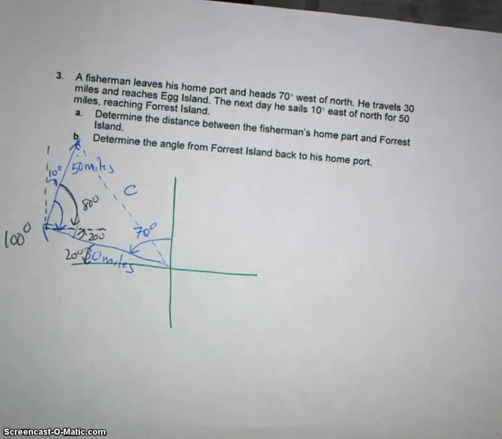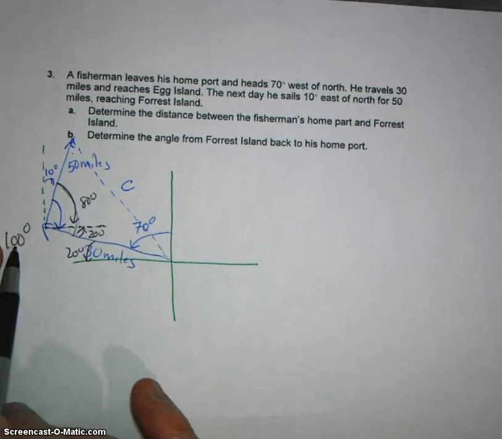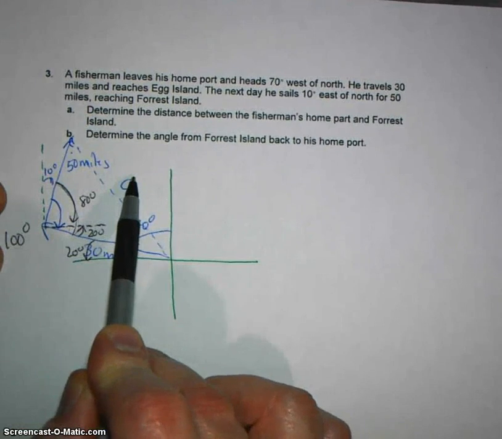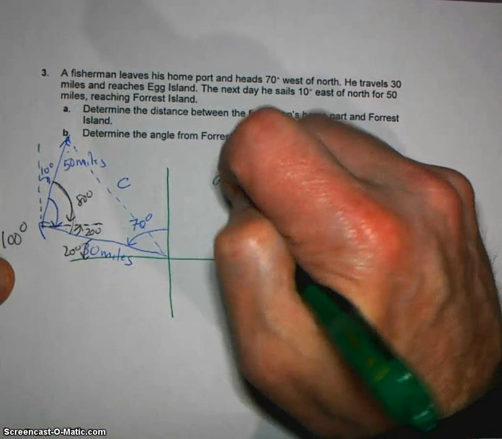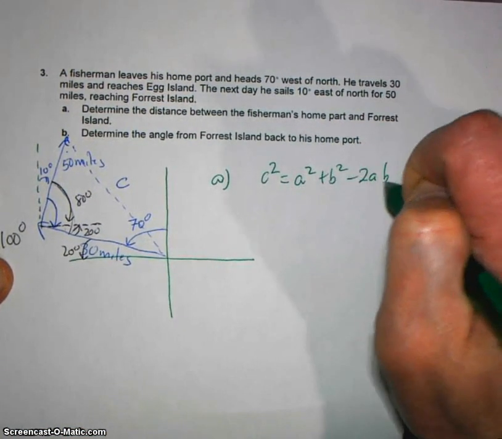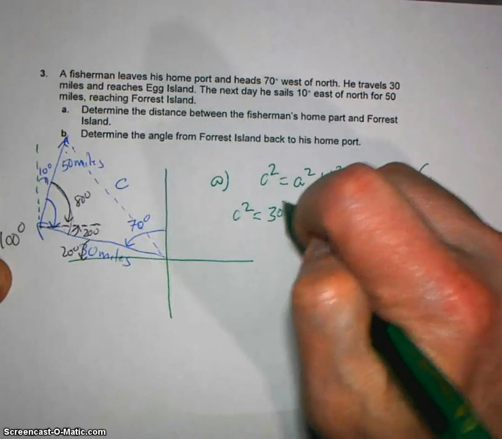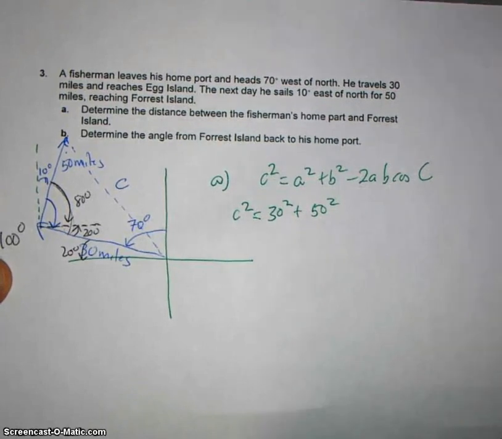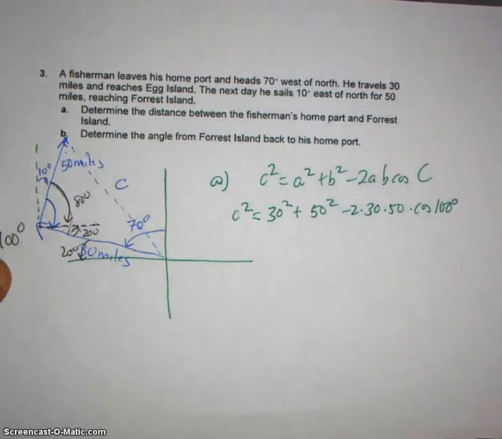All right, that was a little bit more complicated than most problems we've done, but that angle has to be 100 degrees. So notice what we have now. We have angle C. We're looking for little c, and we know little a and little b. So we can use, for part A, c squared equals a squared plus b squared minus 2ab cosine C. C squared is 30 squared plus 50 squared minus 2 times 30 times 50 times cosine 100 degrees.